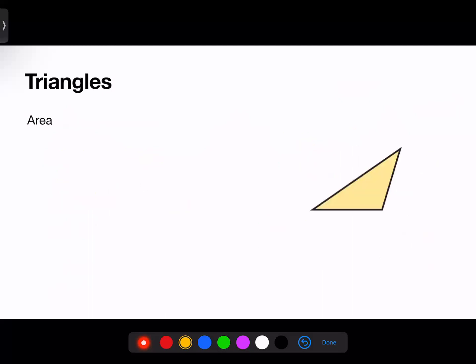The area of a triangle is an important formula to remember. The area is base times height divided by 2. The base and height are interchangeable, but it may help you to visualize this as the base and this as the height. Let's say this triangle is 4 units long and 5 units tall.